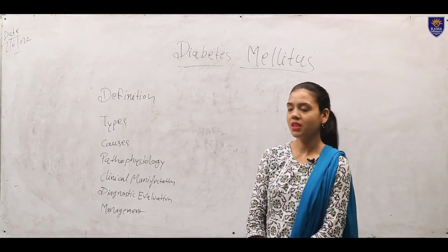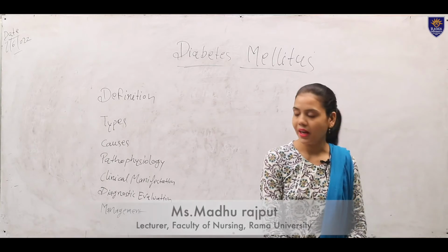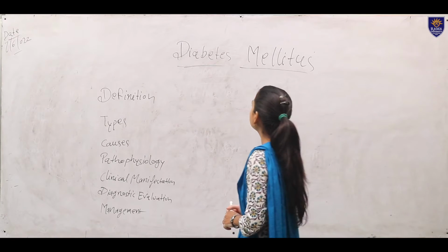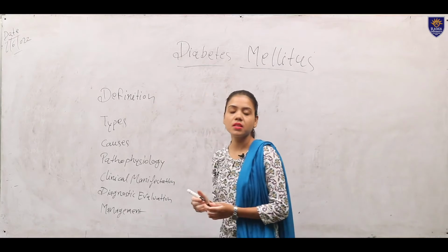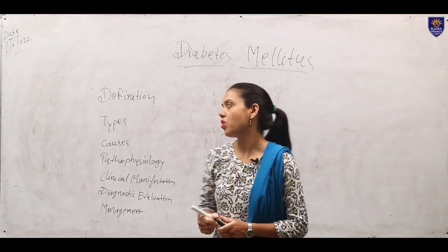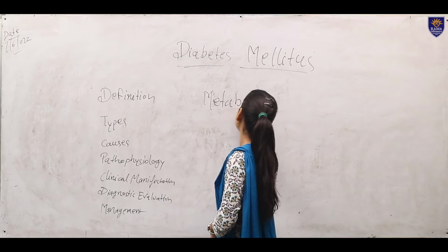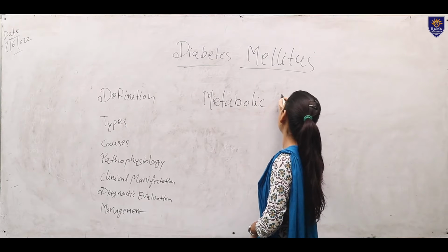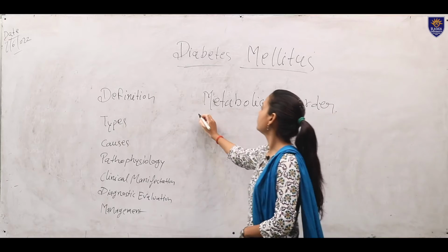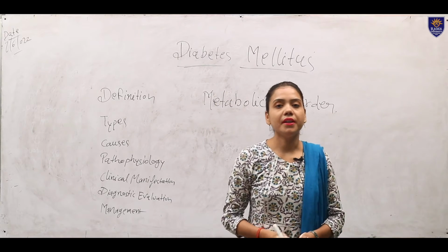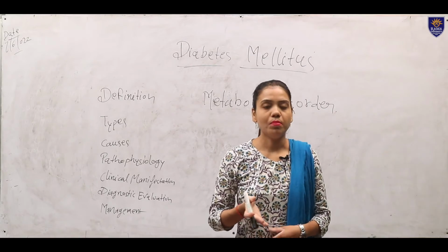So today I am discussing the topic diabetes mellitus. First, I discuss the definition of diabetes mellitus. What is diabetes mellitus? Diabetes mellitus is a metabolic disorder, that is, elevated blood glucose level in the blood.